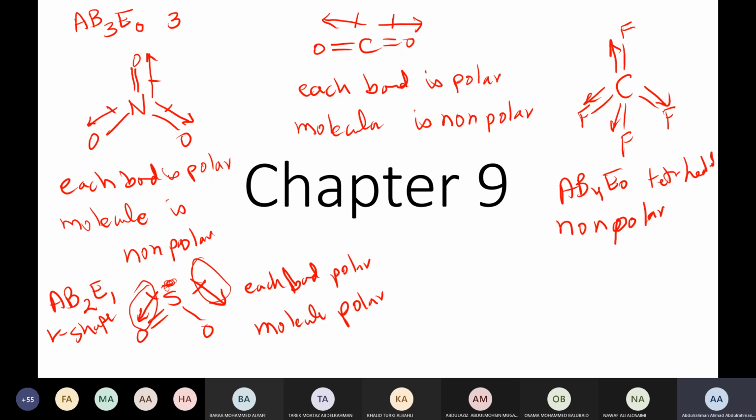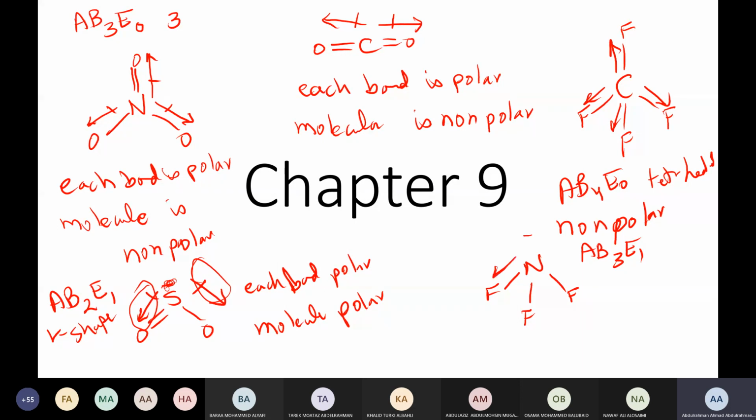Anyway, let's go to the next one, which is NH3 or NF3. And again, here are two electrons that you cannot see. What's the electron domain for this one? It's AB3E1. What's the shape of the electron domain? Tetrahedral. What's the shape of the molecule? Trigonal pyramid. Is this clear? Trigonal pyramid. Don't forget this.